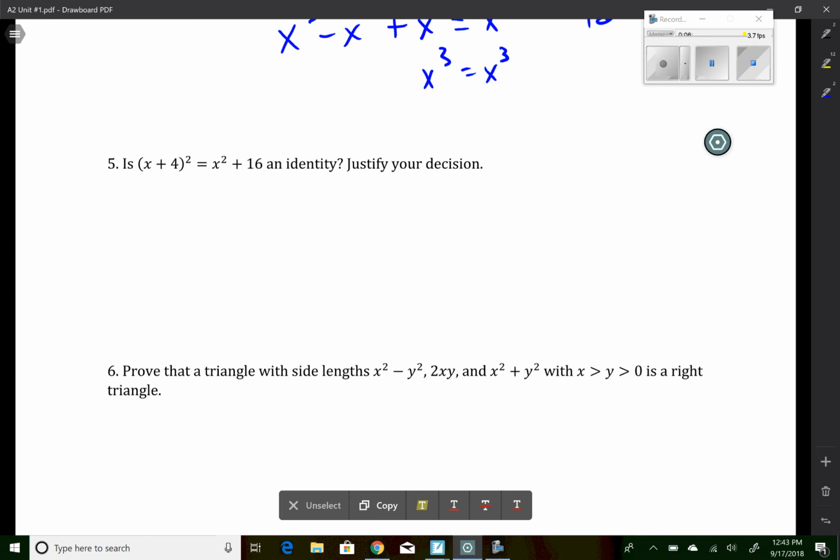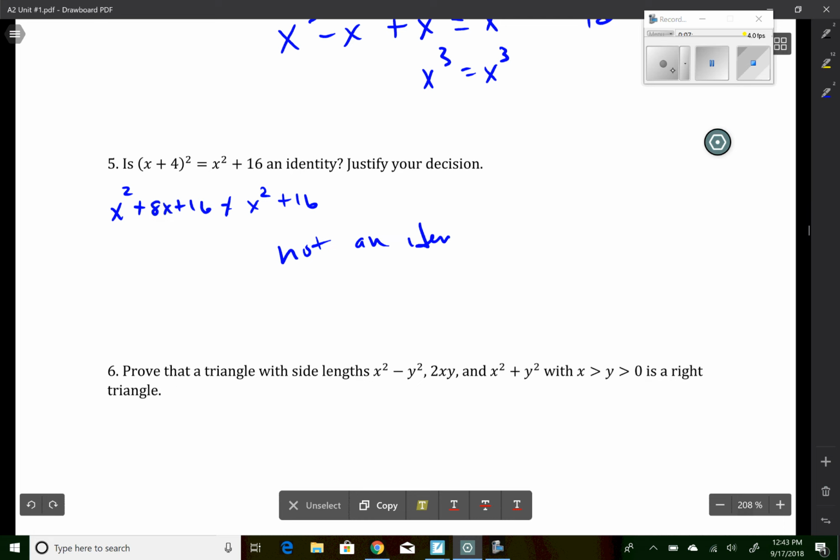Number 5, is this an identity? Well, knowing what we did in class, I could say that's x squared plus 8x plus 16. These are not the same, so this is not an identity. Justify your decision means you could just show math.